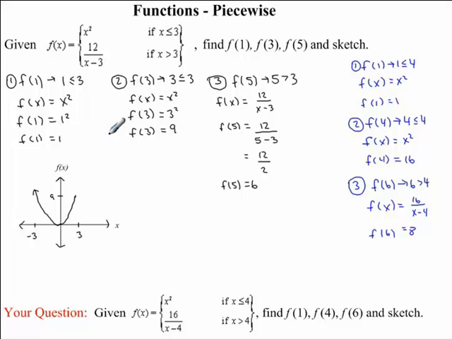Now let's take a look at our second function. We have f of x is equal to 12 all over x minus 3. And we'll notice that we use this function when x is greater than 3. Since our x is in the denominator here, as our x gets larger, our denominator will also get larger. And 12 divided by a larger number, the entire value of this function will become smaller and smaller as our x becomes larger.